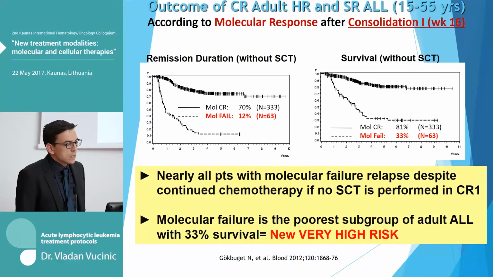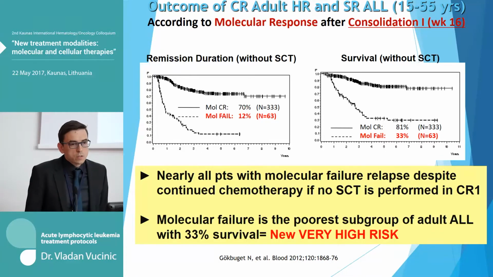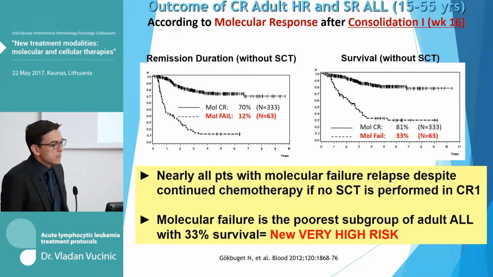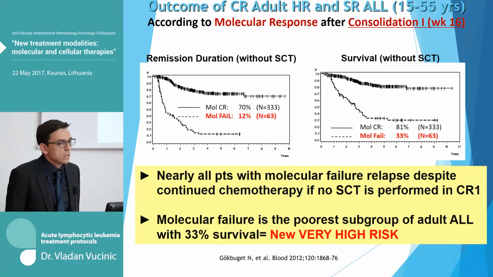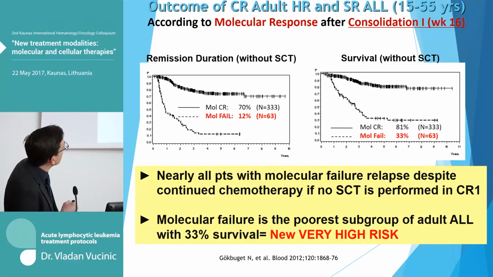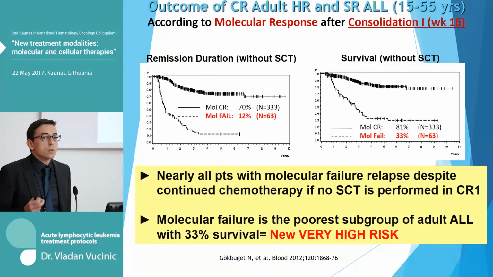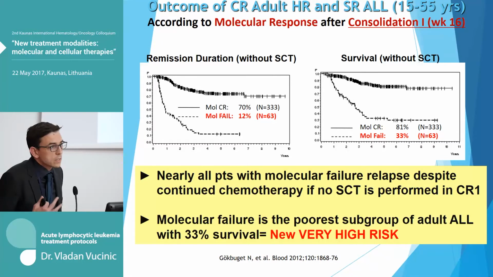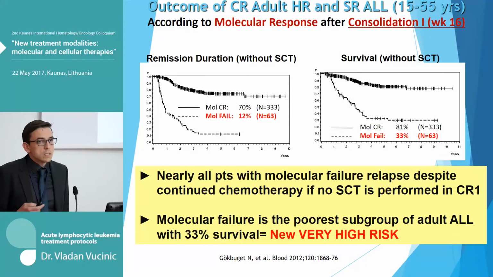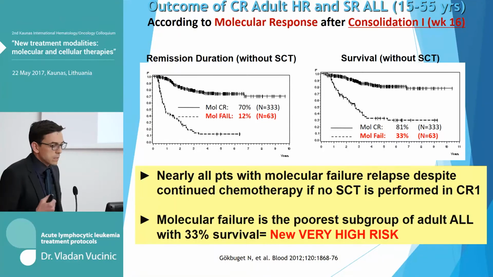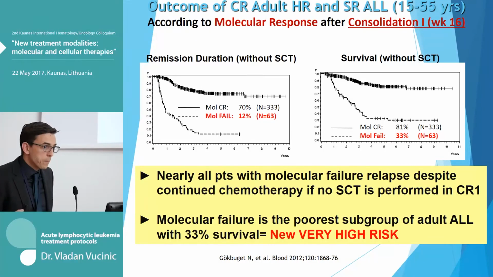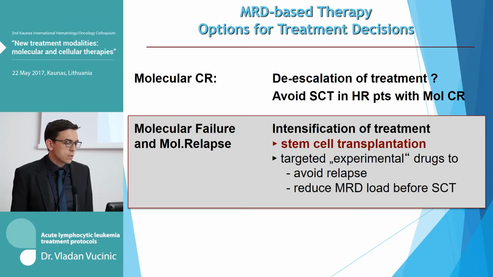We know that according to the data from 0703, the patients who do not get allogeneic stem cell transplantation and who are in a molecular remission, they have quite a good prognosis, but molecular failure is a sign for a quite desperate prognosis, and it is during the time we learned that the MRD positivity is a new risk factor, and the MRD positivity is actually the new very high risk. The patients who are MRD positive are at the very high risk of relapse.